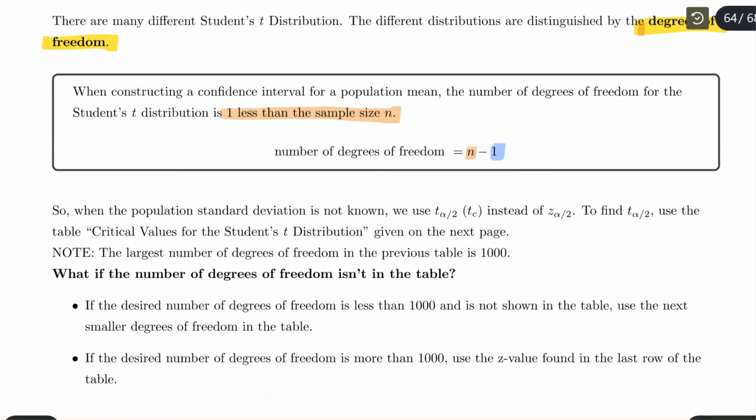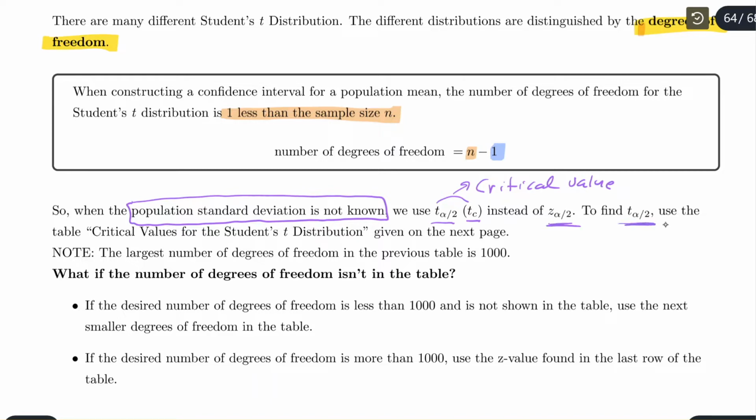So when the population standard deviation is not known, again, this is a very important part. As you read the problem, you need to be able to recognize, oh, the population standard deviation is not given in the problem. Then we use t alpha over 2 or t c. These are called critical values. Again, both of these mean the same thing, critical value, instead of the z critical value.